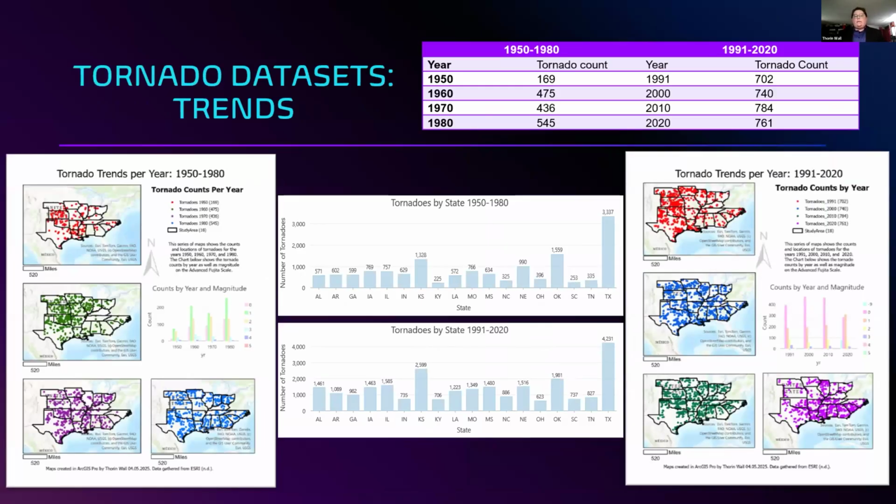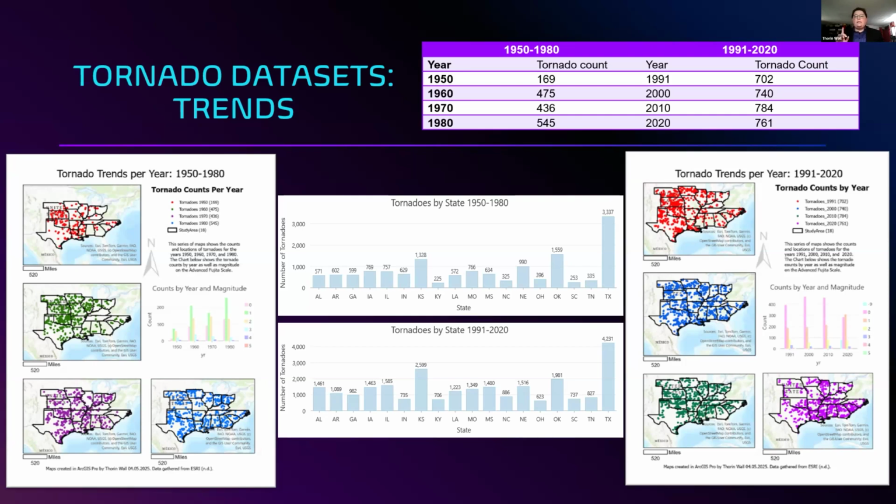Then I looked at the tornado data sets by trends between 2 different time frames. Because I wanted to compare, especially the climate patterns, I had to look at an older set of data and a newer set of data. So the older set of data was from the time frame 1950 to 1980, and the newer set of data was from 1991 to 2020. So when I looked at these in the tornadic data, I found that there was a significant increase with the 1991 to 2020 data set as far as tornadoes.